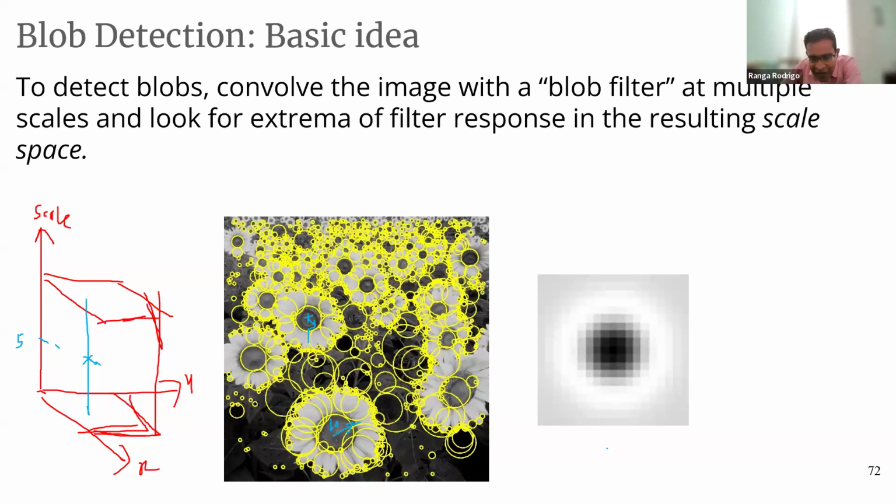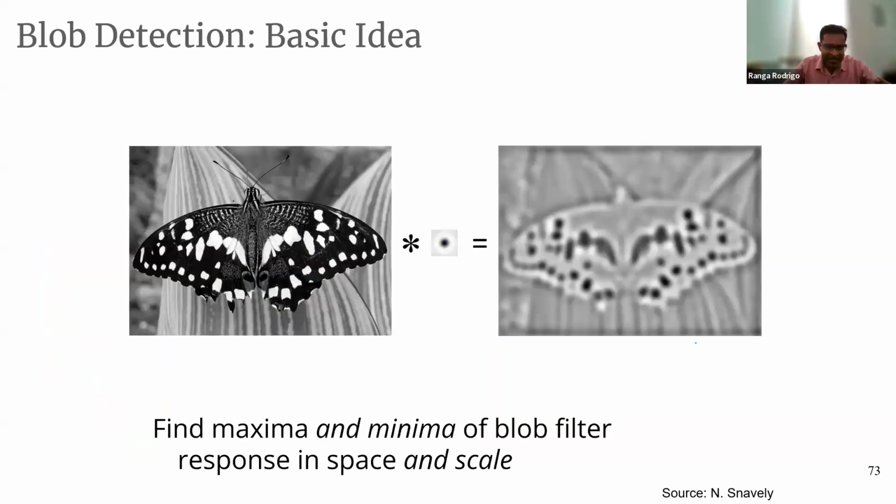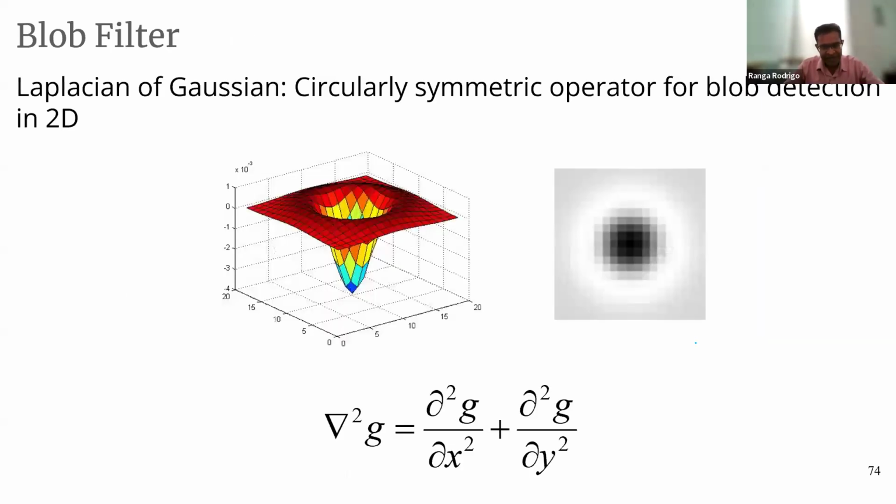That blob filter looks like that. So the dark here, some brightness there, and a little bit of darkness here. That's the blob filter. I'll give you the formulas of this filter, and you can do that on your own. So the blob detection, the basic idea, is to find the maxima and minima of blob filter response in scale and space. You can see the maxima here, you can see the minima there. So this blob filter looks like this. It is the second derivative of the Gaussian added in x direction and y direction.